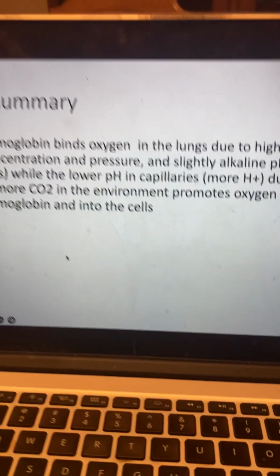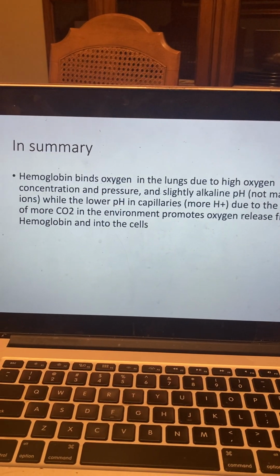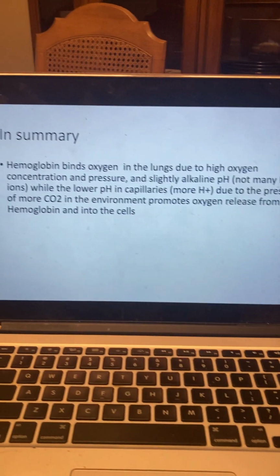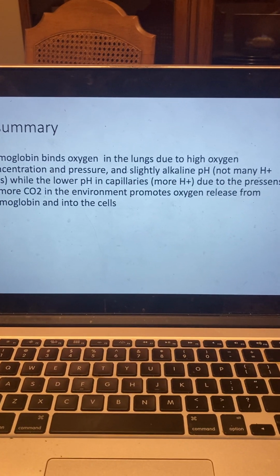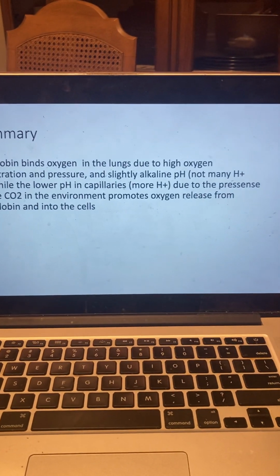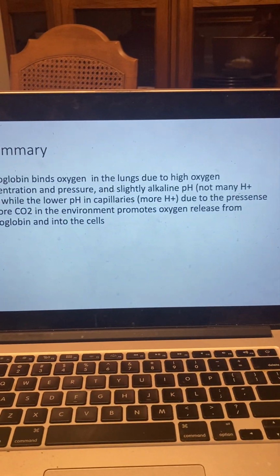Okay, so I'm just going to summarize it here. Hemoglobin binds oxygen in the lungs due to the high oxygen concentration, the pressure, and the slightly alkaline pH, so not many H+ ions. The lower pH in the capillaries, due to the presence of more CO2 in the environment, promotes oxygen release from hemoglobin and into the cells. So that about wraps it up.